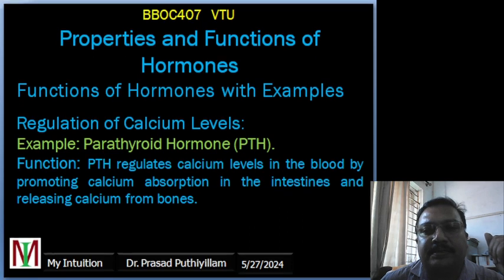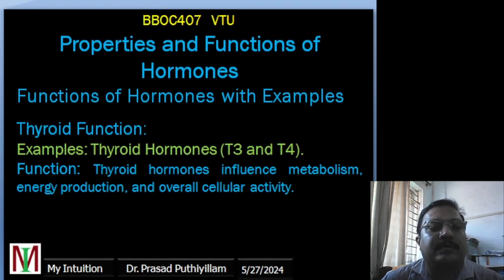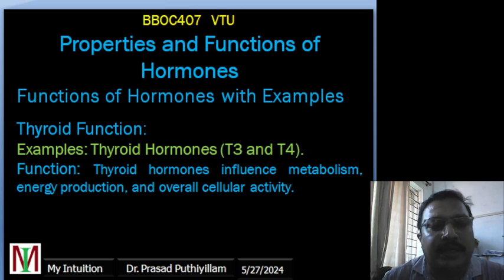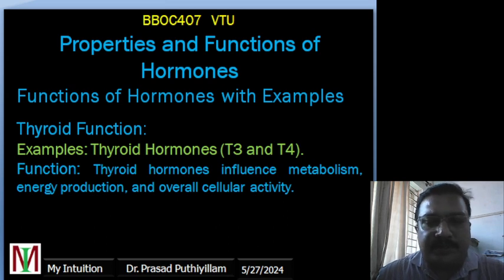Next one, that is thyroid hormones, T3 and T4. That is thyroid function. T3 and T4 are produced by the thyroid gland only. They regulate the metabolism, the energy production, and overall the cellular activity.